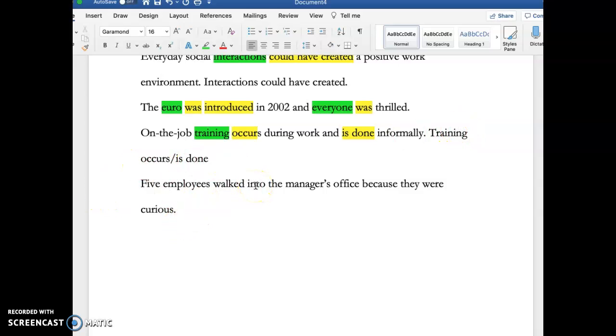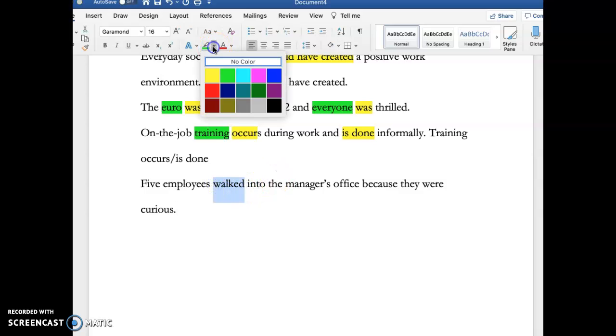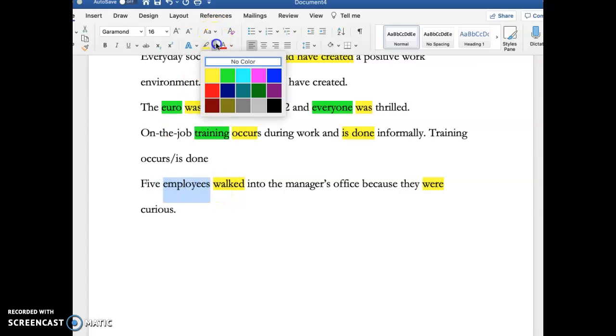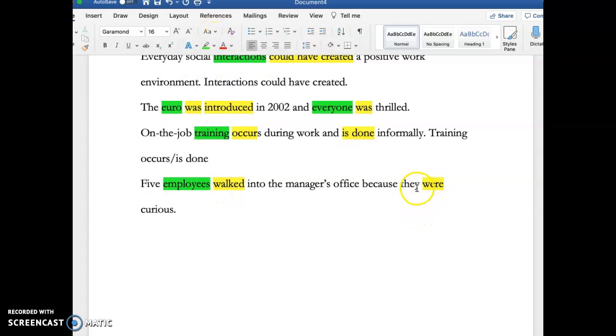Last one. Five employees walked into the manager's office because they were curious. Walked is my verb, and were is my verb. That's my state of being. Who walked into the manager's office? The employees. Who were curious? They were curious.